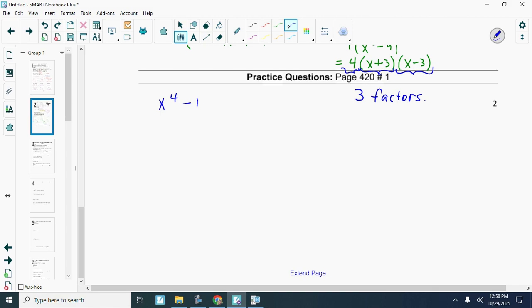First of all, is it a difference of squares? There's 2 terms, there's a subtraction. Are both of these perfect squares? Yeah, absolutely. And any even exponent is a perfect square. So if we were to take the square root of this, we'd end up with x squared plus 1, x squared minus 1. Okay, are we done?